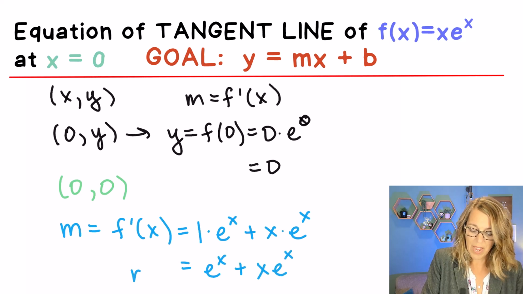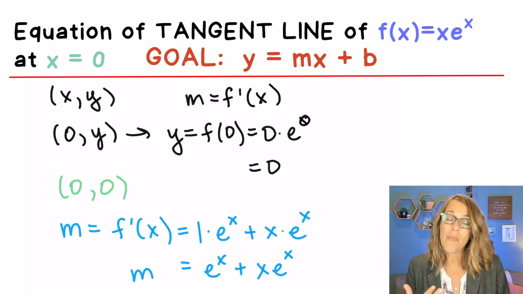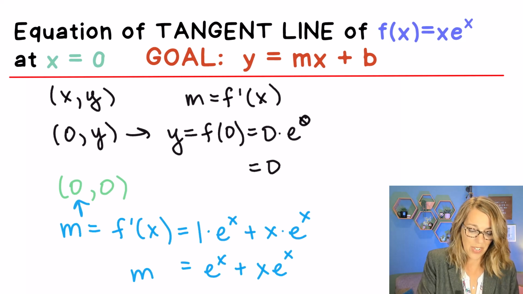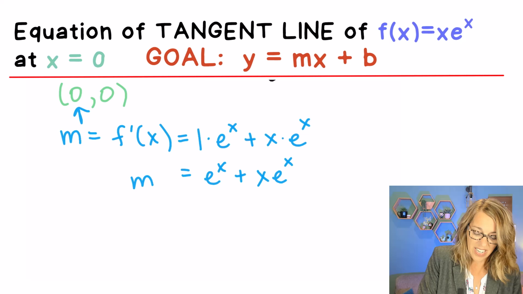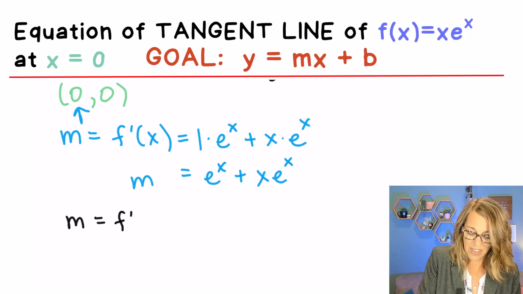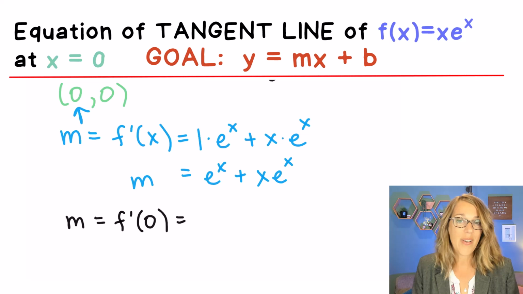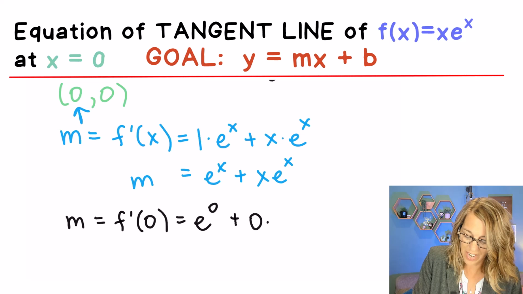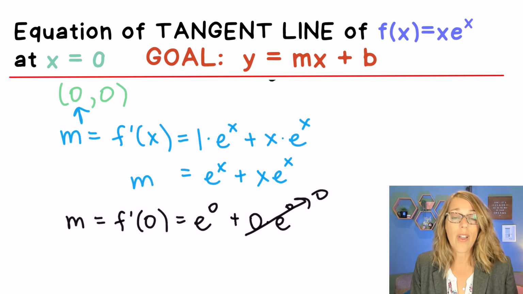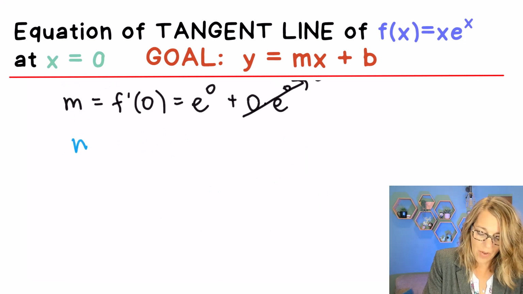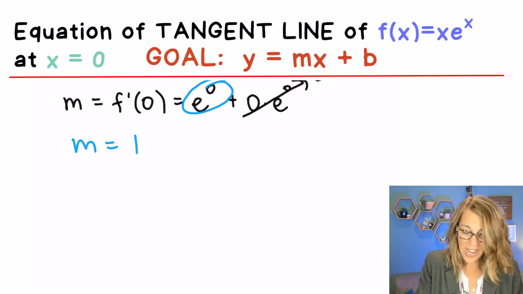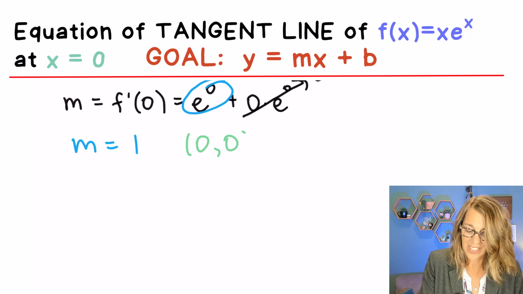So here it is. This is my m, but I need to figure out what my slope is at my point, and that is when x is equal to 0. So I really need m as the derivative at 0, and I can go ahead and plug 0 in where I see an x. So it's going to be e to the 0 plus 0 times e to the 0. Well, that guy just goes away, and I'm left with e to the 0, and that's going to be 1. So I've got my slope, which is e to the 0, that's going to be 1, and I also have that point, so the point of tangency is at 0, 0.